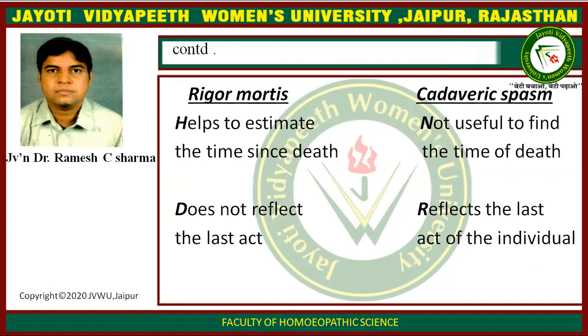Rigor mortis helps to estimate the time since death, but cadaveric spasm is not useful to find the time of death. And the last, rigor mortis does not reflect the last act, but the cadaveric spasm reflects the last act of the individual.